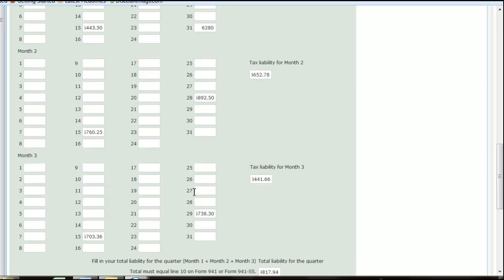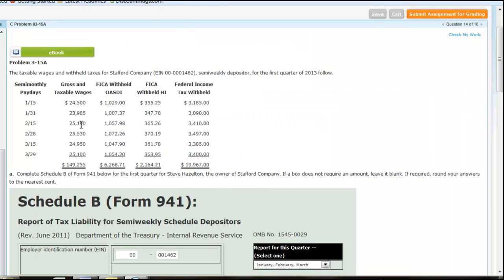So then we add all 3 months together and we get 39,817.94. So as you're going through this, just don't forget to add all these up for the employee portion, and then to calculate the employer portion based on the 6.2% and the 1.45%.